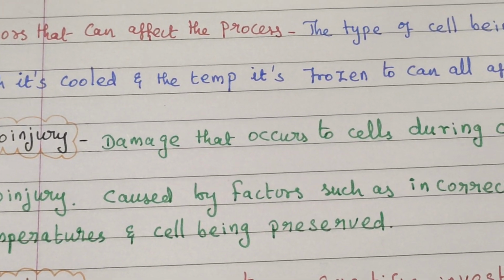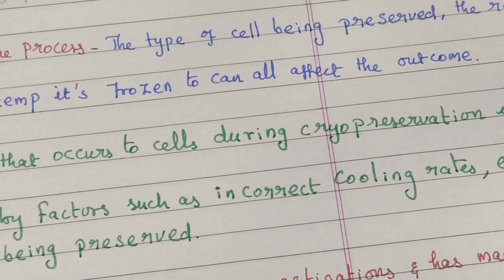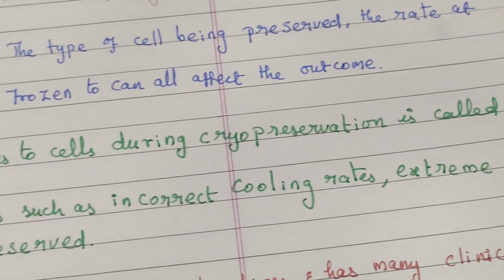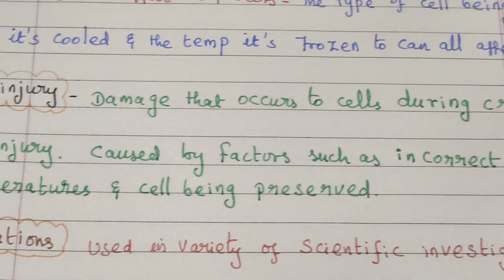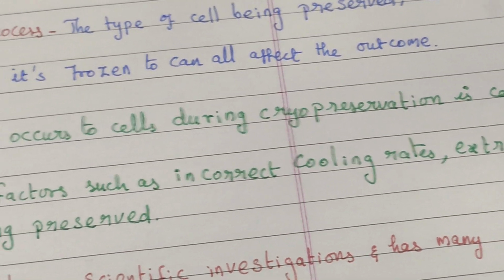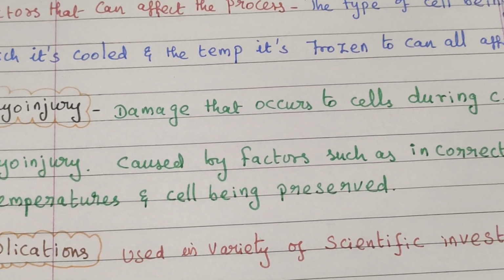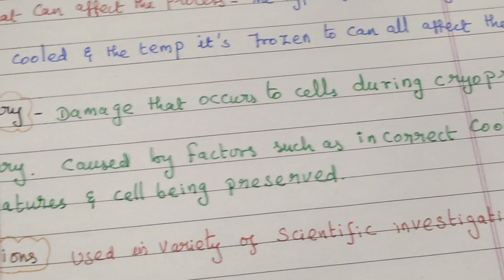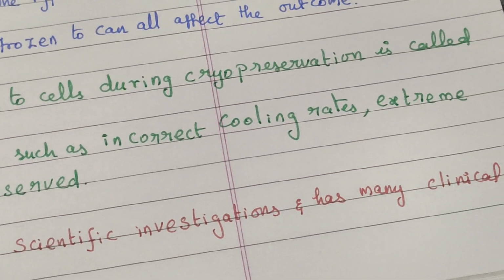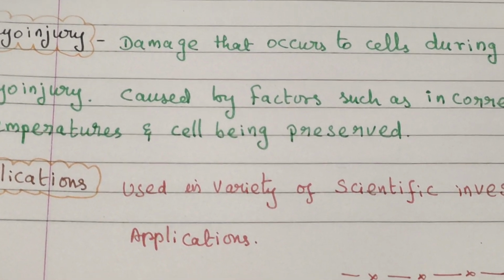Then cryo injury is damage that occurs to cells during cryopreservation. Sometimes damage will occur. That is called cryo injury. It is caused by factors such as incorrect cooling rate, extreme temperature and the cell being preserved.